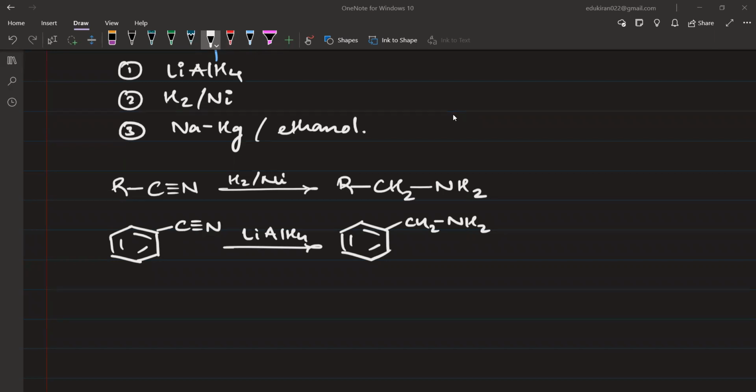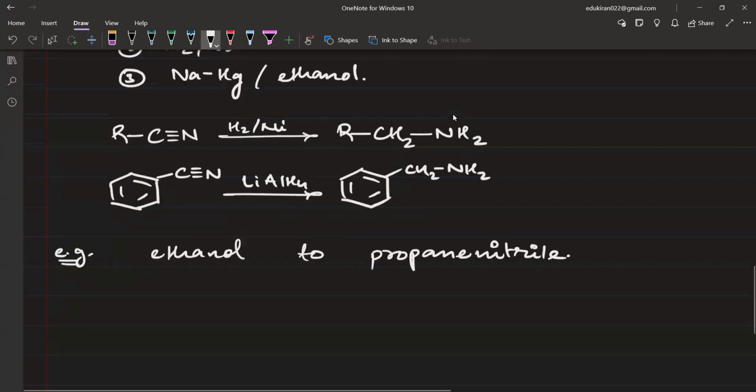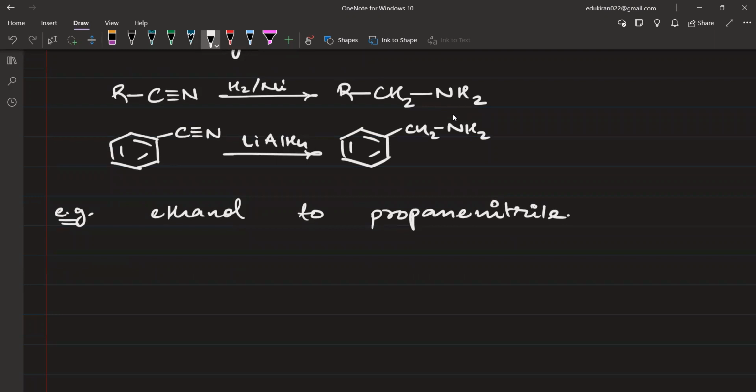So these reactions can be used, for example, if you have to go from ethanol to propane nitrile. Okay, ethanol to propane nitrile. So if you have ethanol, that means you have 2 carbon atoms and OH, and you have to go to 3 carbon atoms and then NH2. So 2 carbon atoms to 3 carbon atoms. So the very important thing that you have to do is to add CN. We can very easily add CN on alkyl halide.